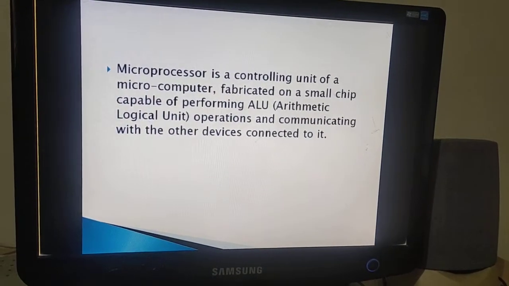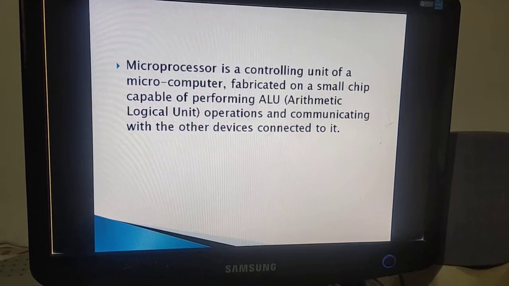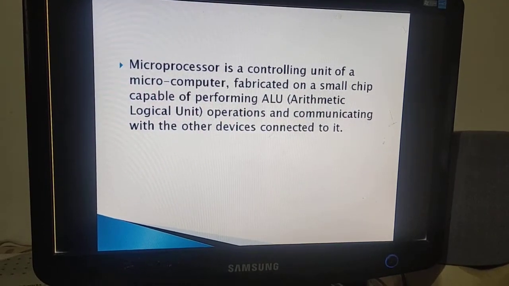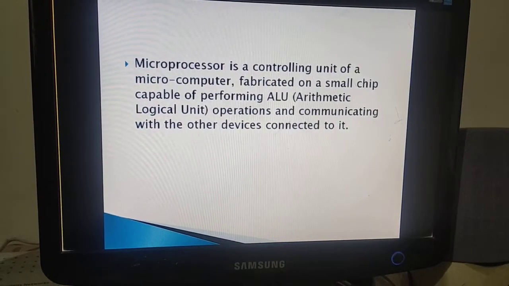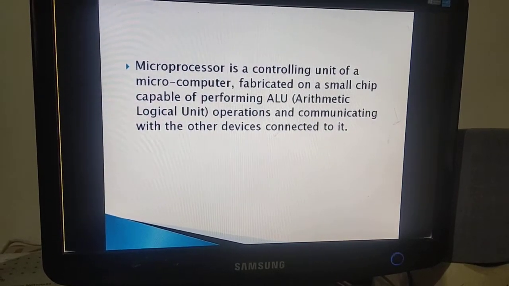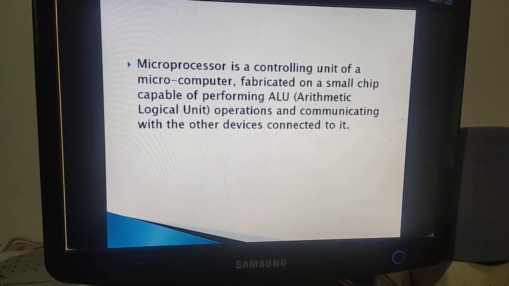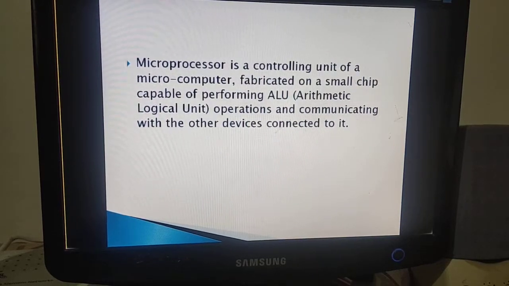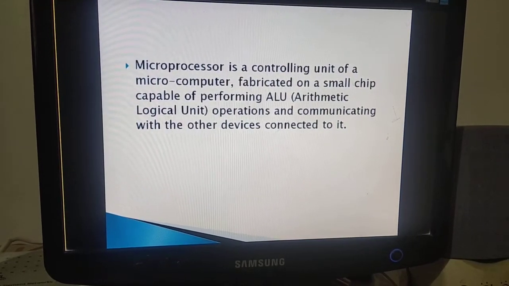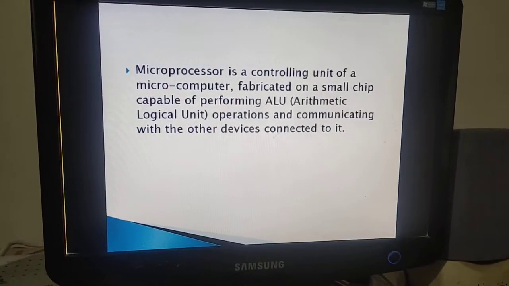Now, how do we define a microprocessor? A controlling unit comprising of microcomputer fabricated on a small chip which is capable of performing arithmetic and logical operations and also communicating with various other devices which are connected to it. This is basically just a technical definition of a microprocessor.